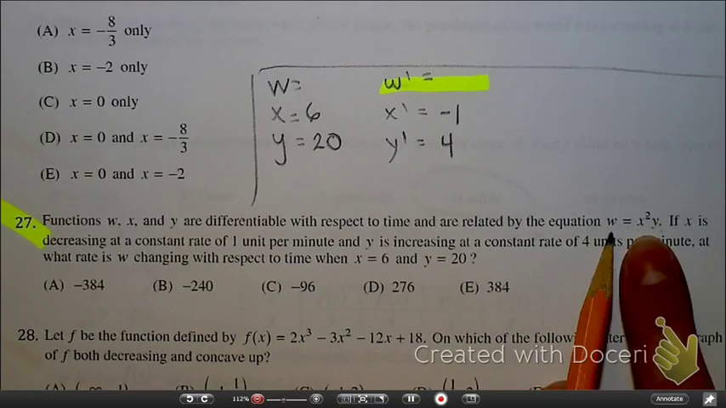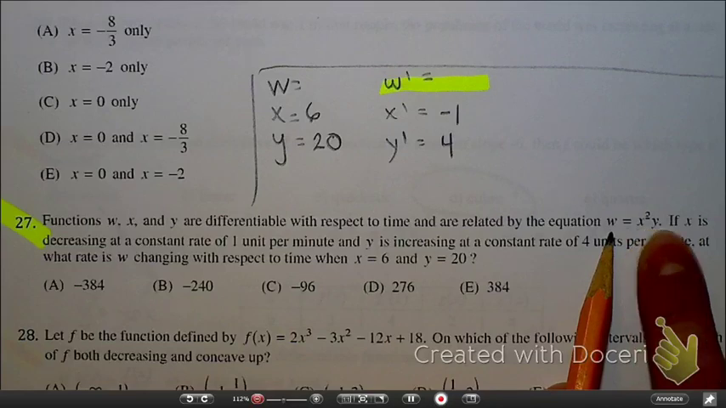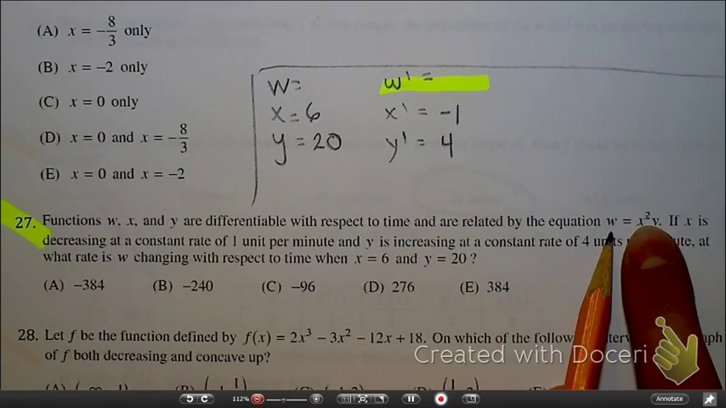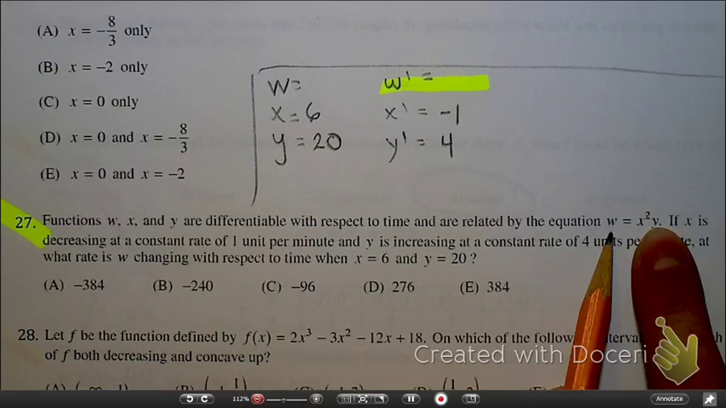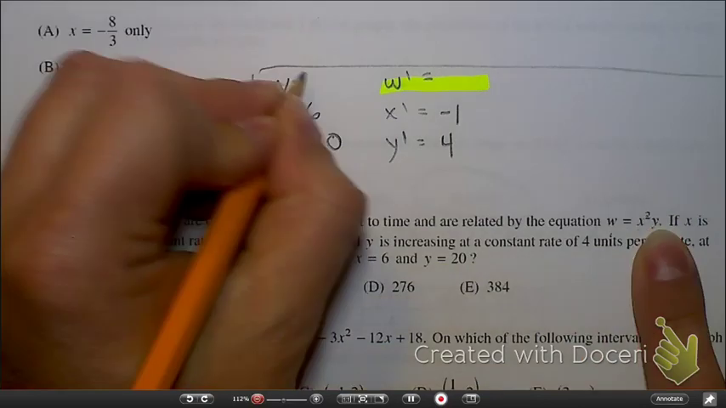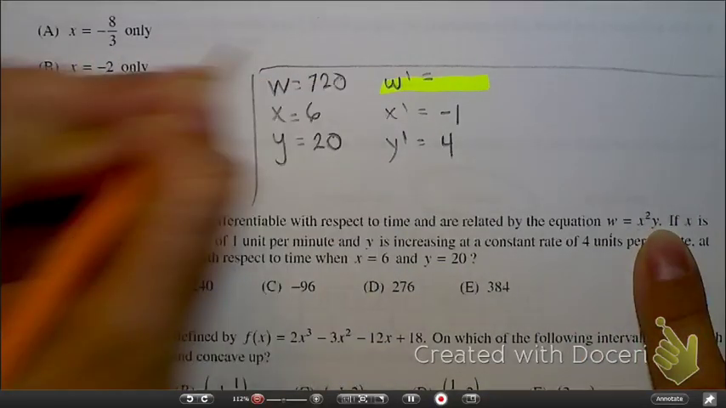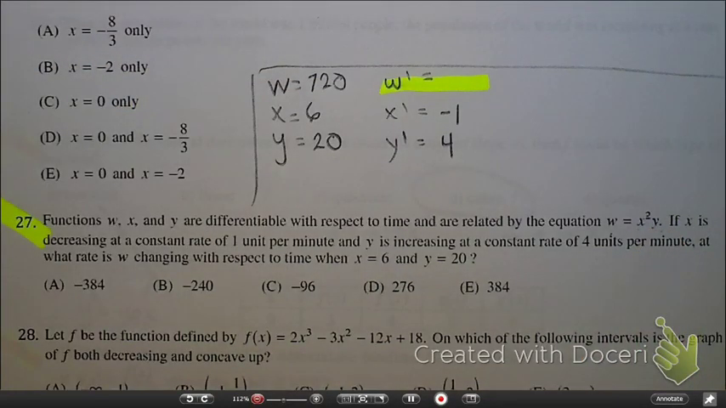So if I want to know what w is, plug in x equals 6 and y equals 20. If I plug in x equals 6, that's 6 squared, which is 36. And then 36 times 20 is 720. So w is 720. I have no idea if I'll need that or not. I'm thinking forward right now, and I just realized we don't need it. But in case you weren't quite sure, that's how you would figure it out if you did need it.